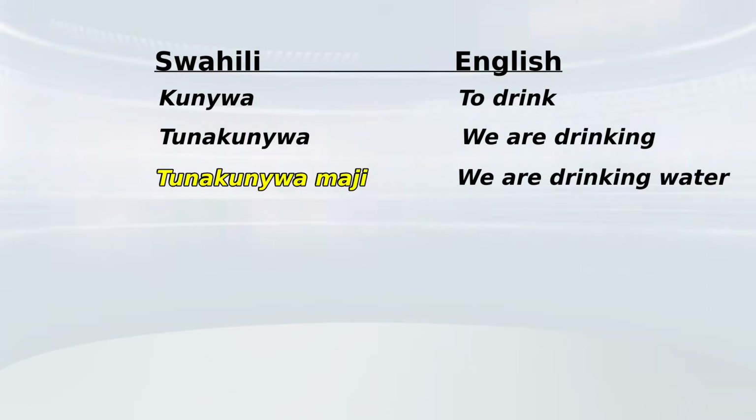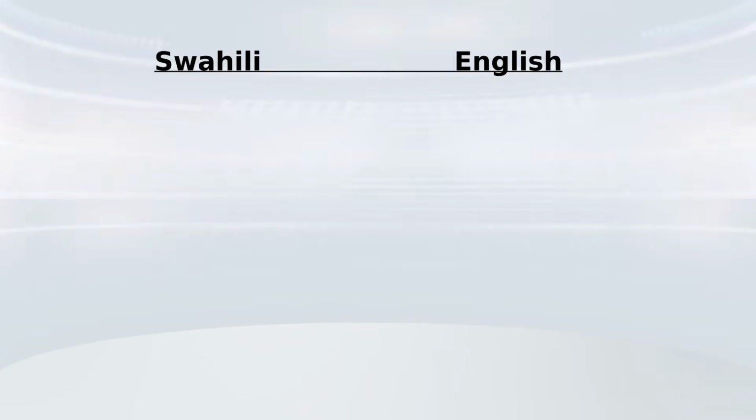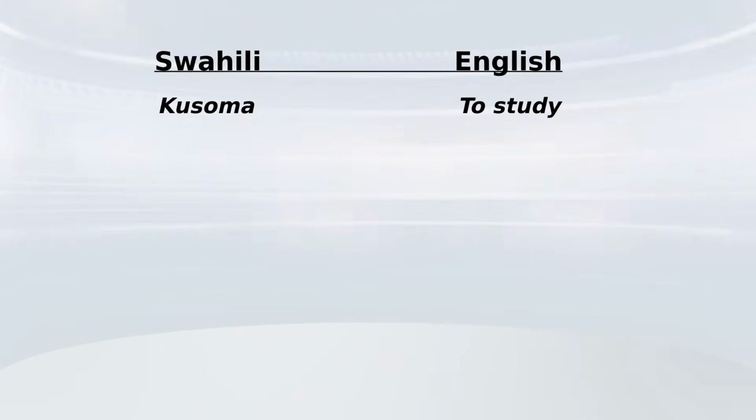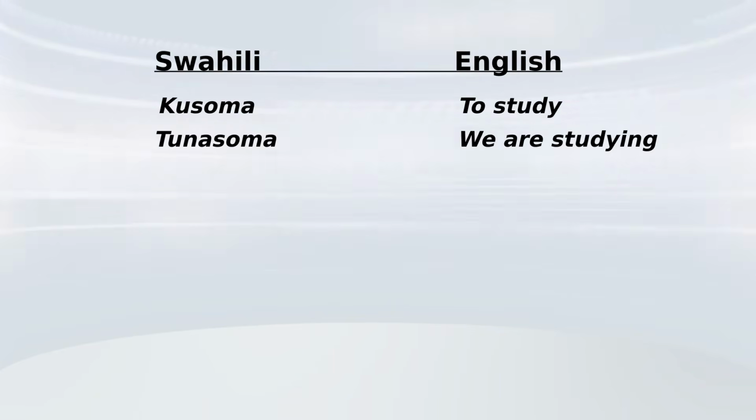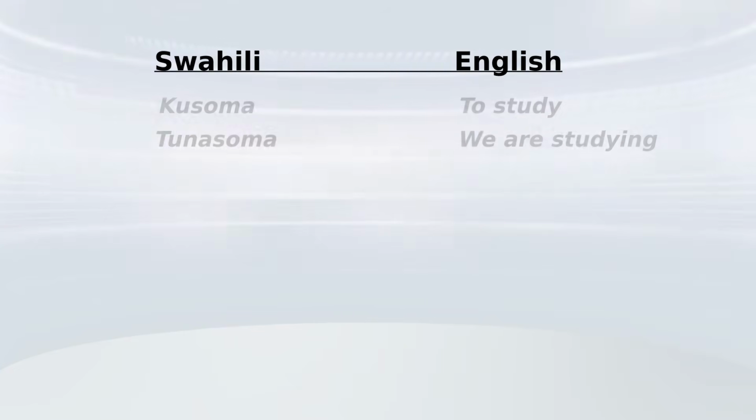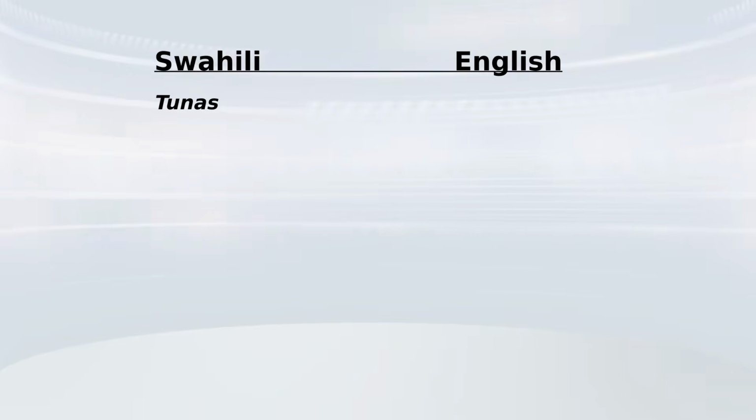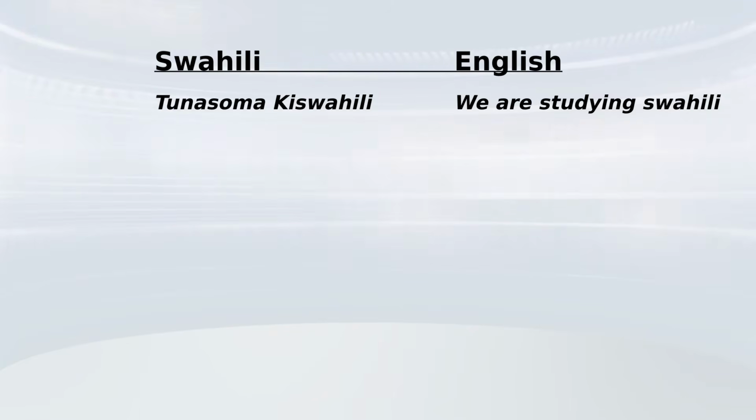Tunakunywa maji. Nice. Another verb is kusoma. Kusoma means to study. Now listen. Tunasoma. We are studying. So I want you to repeat after me. Tunasoma. One more time. Tunasoma. Excellent. You can say something like Tunasoma Kiswahili. We are studying Swahili. So repeat after me. Tunasoma Kiswahili. One more time. Tunasoma Kiswahili. Good.